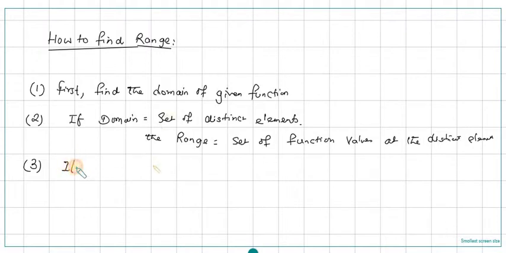If the domain is not a set of distinct elements, then what can we do? If the domain is just the real numbers, or real numbers minus some points, or a subset of real numbers, and it is not exactly distinct elements, then what do we have to do?